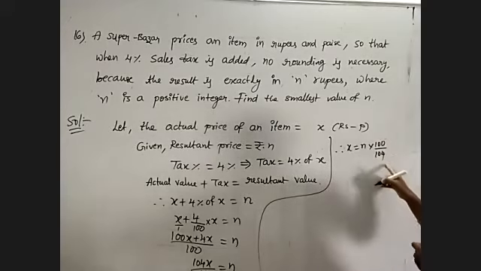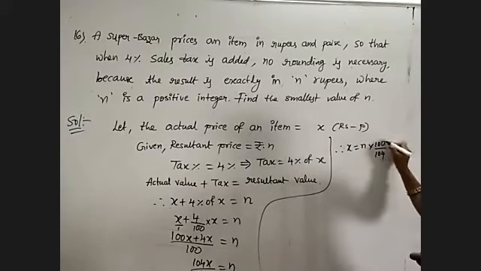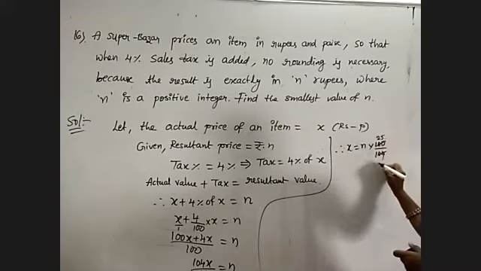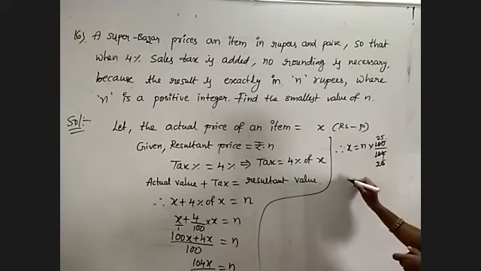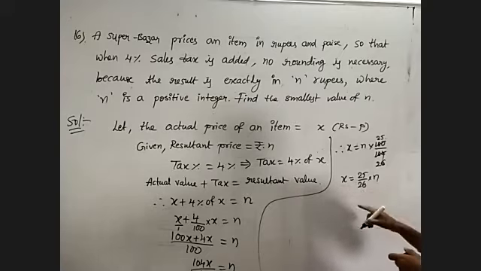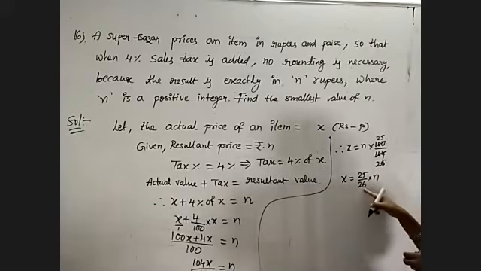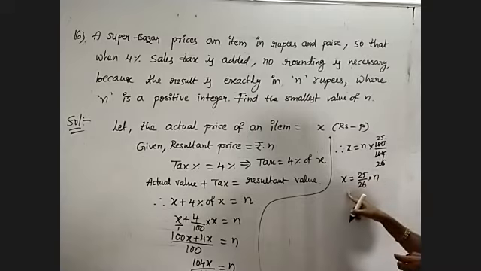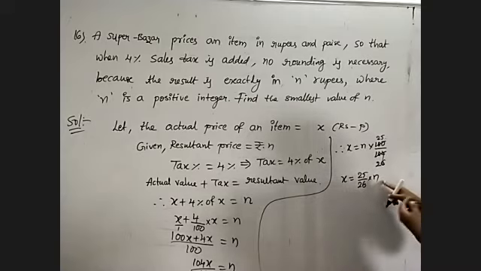See, both will cancel in the 4 table. 4 25s are 100, 4 2s are 8, 4 6s are 24. So x is equal to 25 by 26 into n. If n is a multiple of 26, then only will we get this as a terminating decimal. Since n must be a positive integer, it must compulsorily be related to the factors of 26.